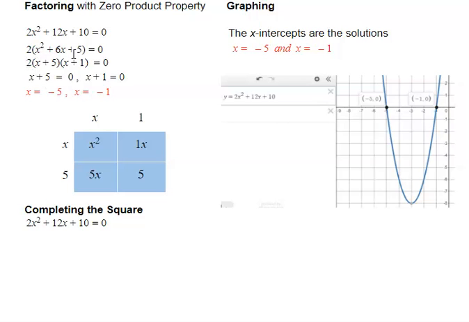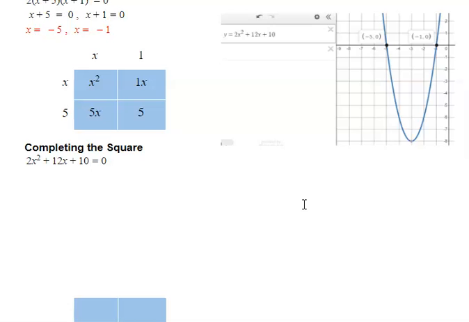Now, replacing the trinomial with the two binomials gave me 2 times x plus 5 times x plus 1 is equal to 0. And then I set each factor equal to 0 and solved. And got the same two solutions. x is equal to -5 and x is equal to -1. Now we have a completely different way to solve, and that is completing the square.